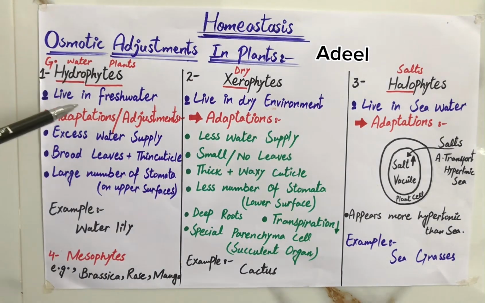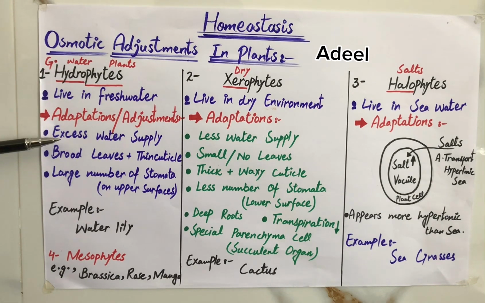of salts. So we are discussing the hydrophytes, which live completely or partially submerged in fresh water, how they manage themselves in the fresh water, and what kind of adaptation or adjustment in their body helps them to live in the fresh water. First of all, they have excess water supply. They are living completely or partially in fresh water, so they have excess water supply.